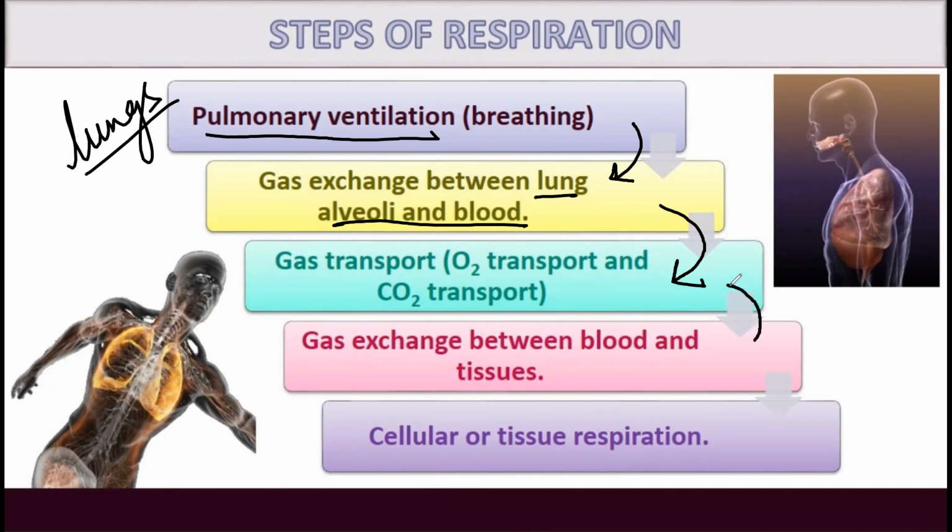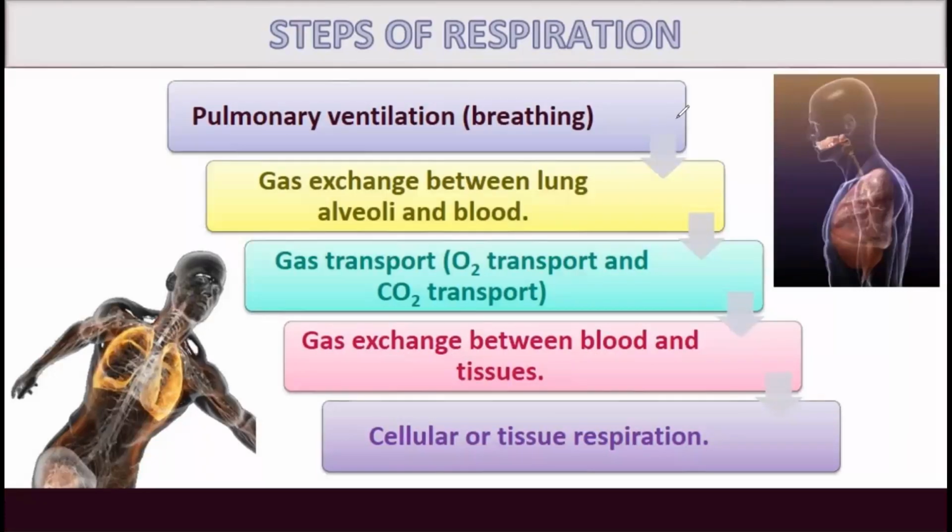And that oxygen now reaches the tissue via blood, where again the gaseous exchange takes place between the blood and the tissues. Finally, the oxygen that reaches the tissue or the cell will lead to cellular respiration, where oxygen is utilized for breakdown of simple food to release energy. So these are the steps of respiration.